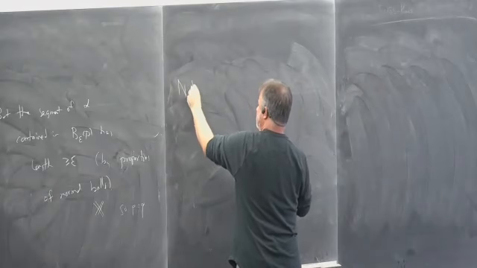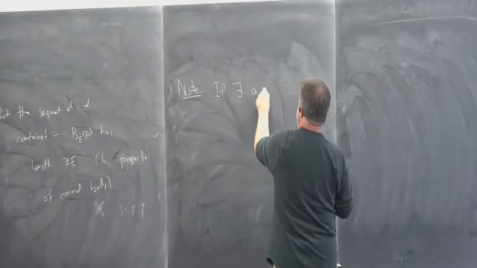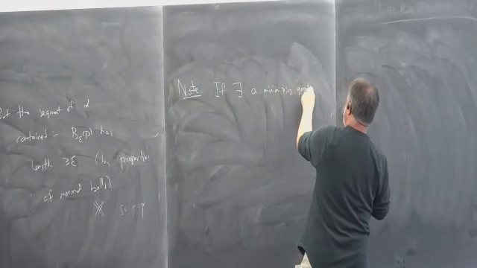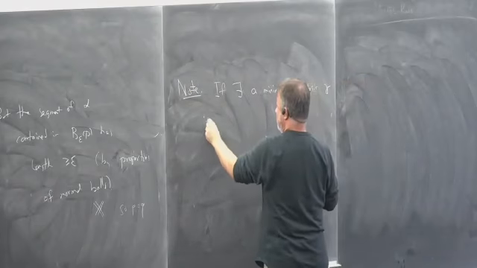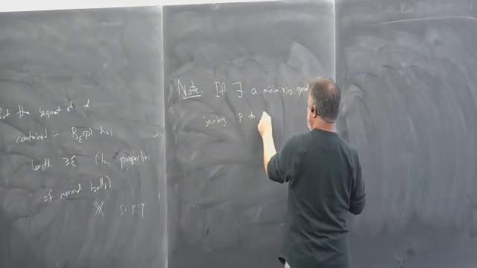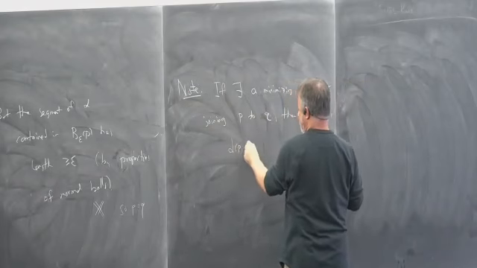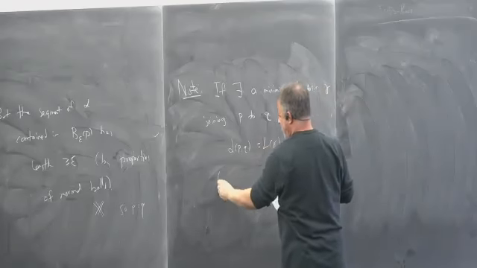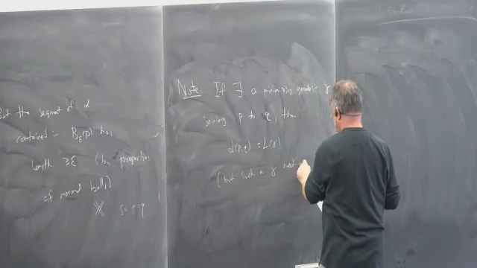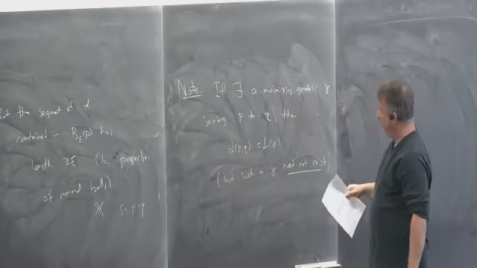So let's make a note. If there exists a minimizing geodesic gamma joining P to Q, then the distance from P to Q is the length of this minimizing geodesic. But such a gamma need not exist. We haven't proven that any two points can be joined by a minimizing geodesic.